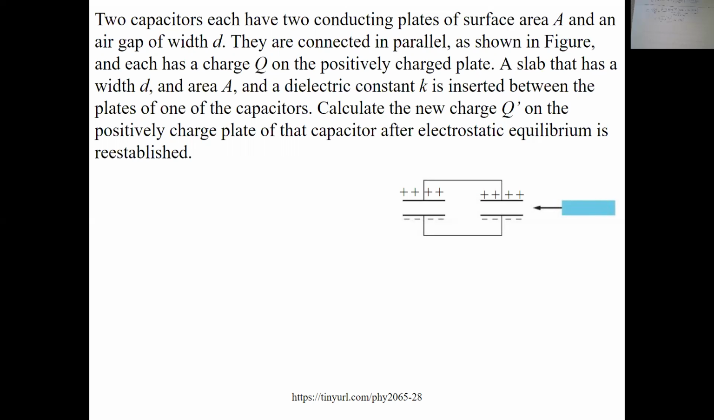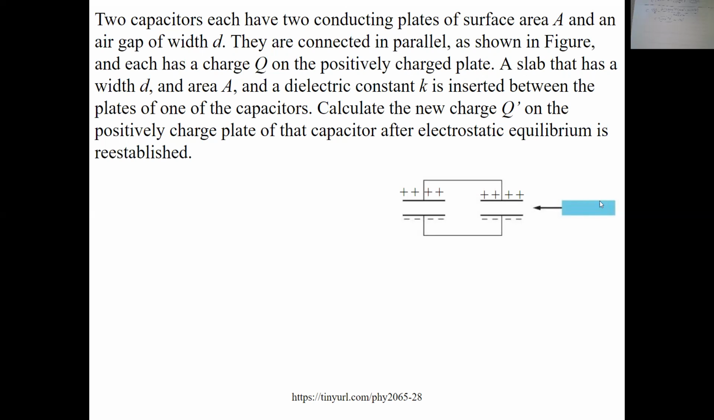The first example says two capacitors each have two conducting plates of surface area A and an air gap of width D. They are connected in parallel as shown in the figure, and each has a charge Q on the positive plate. Then a slab that has a width of D, area A and dielectric constant K is inserted between the plates of one of the capacitors. Calculate the new charge Q prime on the positively charged plate of the capacitor after electrostatic equilibrium is re-established, okay?